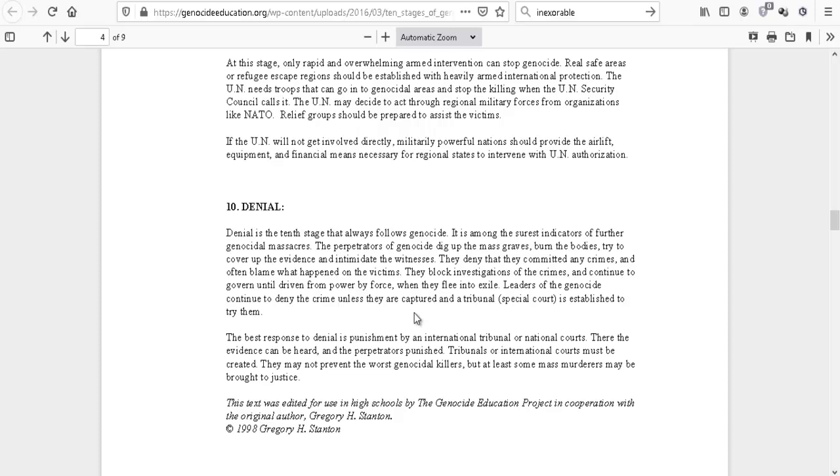Leaders of the genocide continue to deny the crime unless they are captured and a tribunal, special court, is established to try them. The best response to denial is punishment by an international tribunal or national court. There the evidence can be heard and the perpetrators punished. Tribunals or international courts must be created. They may not prevent the worst genocidal killers, but at least some mass murders may be brought to justice.